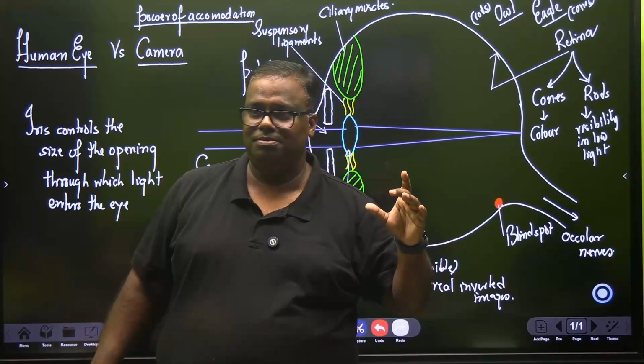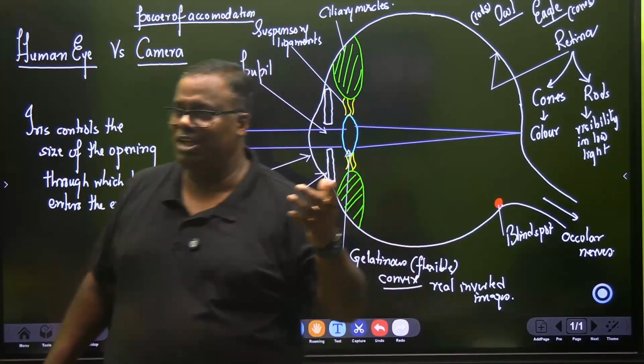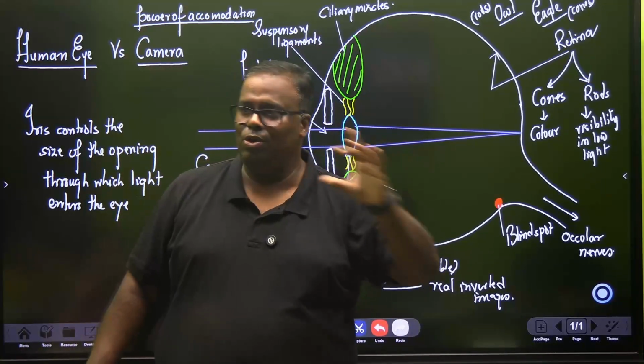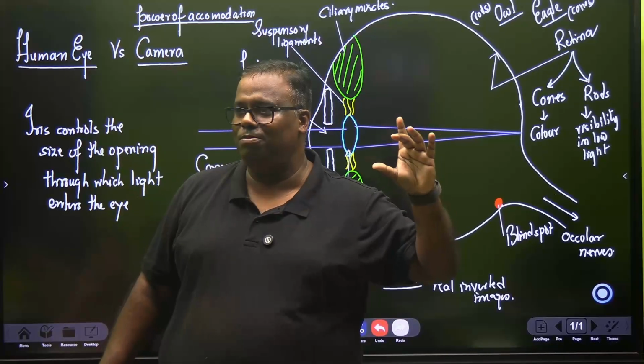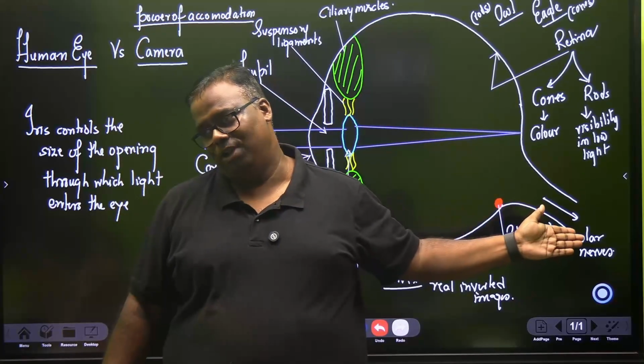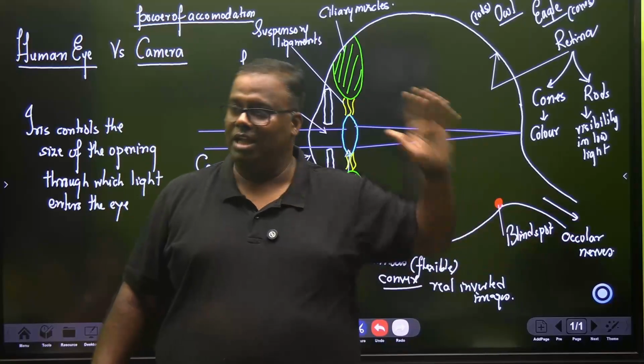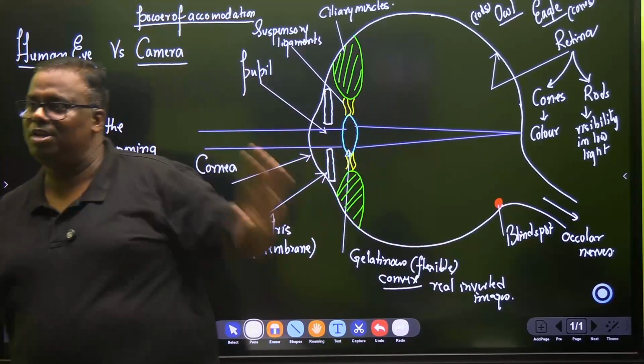Where is the image formed in a camera? If you are loading a film, then the image is formed on the film. So the retina works like a film. Have you understood? An eye and a camera are just comparable to each other.